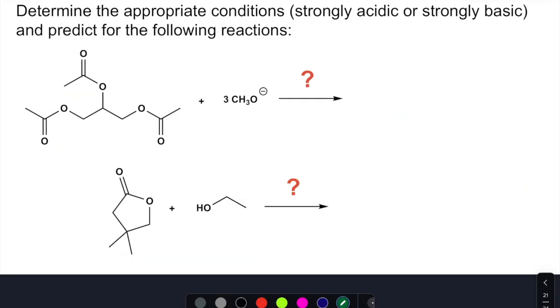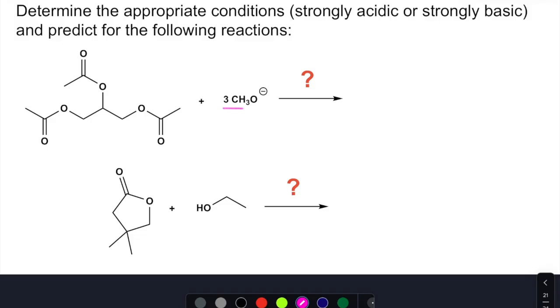If we're going to carry out these transesterifications under strongly acidic or strongly basic conditions, look at the conditions that are applied and see which ones we're using. In the first example, we are going in with an alkoxide. That is our strongly basic condition, and we're going to be doing a substitution where this alcohol is going to sub out this alcohol group here. Now, if you notice, there's actually 3 of those in this molecule.